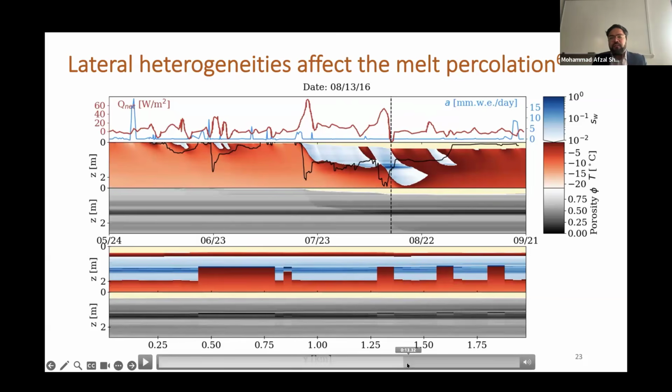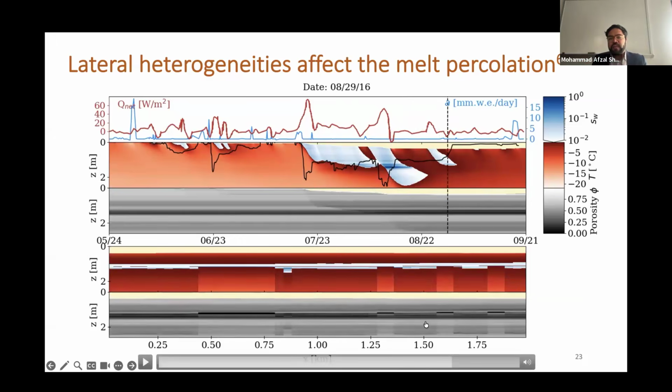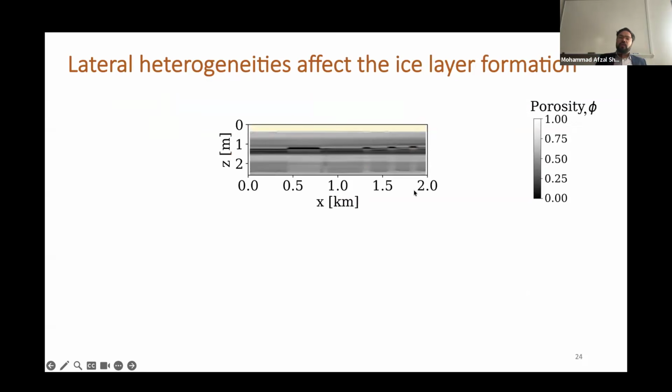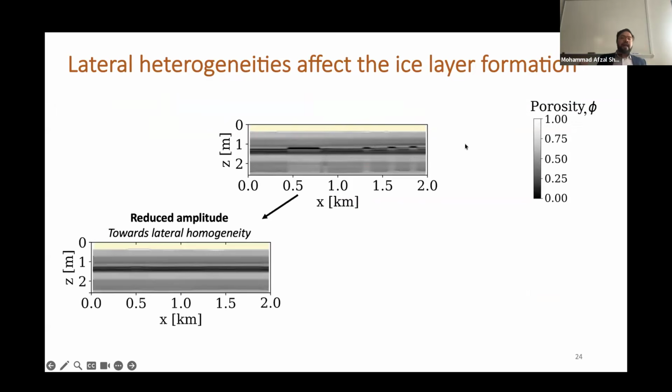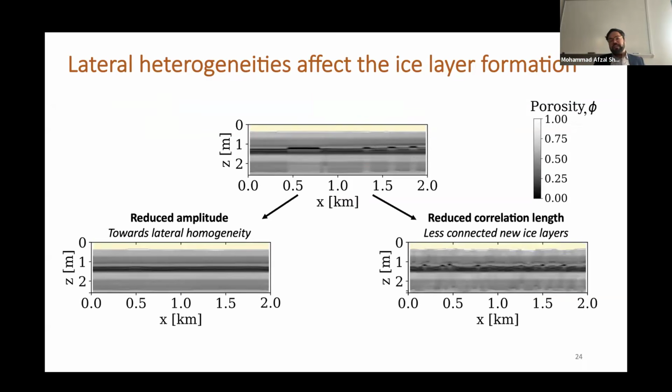Now, if you look at the final distribution or final stratigraphy of this firn, this is how it looks, the porosity field with 4 impermeable ice layers in it. If we reduce the amplitude, we get back to a one-dimensional variation where you don't see any of these impermeable ice layers. We move towards lateral homogeneity. And if you reduce the correlation length, the length of these impermeable ice layers shortens and you get more of them, and they are less connected.